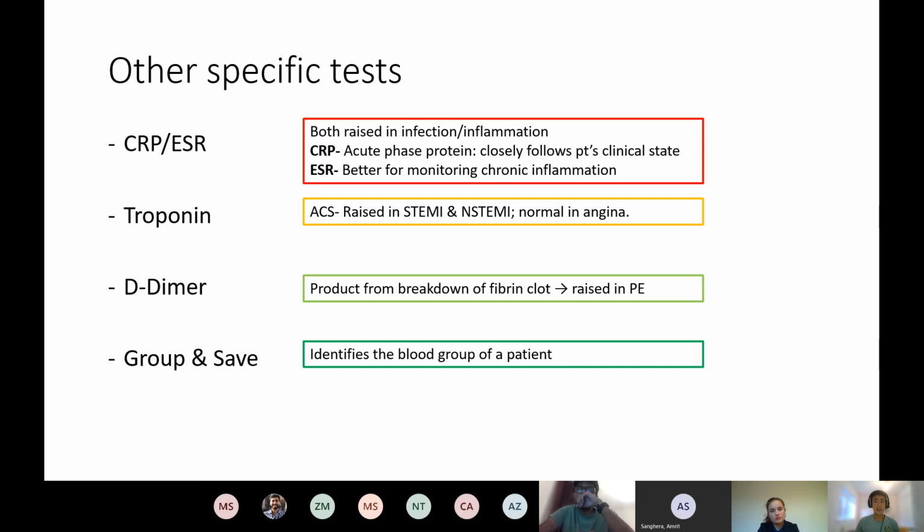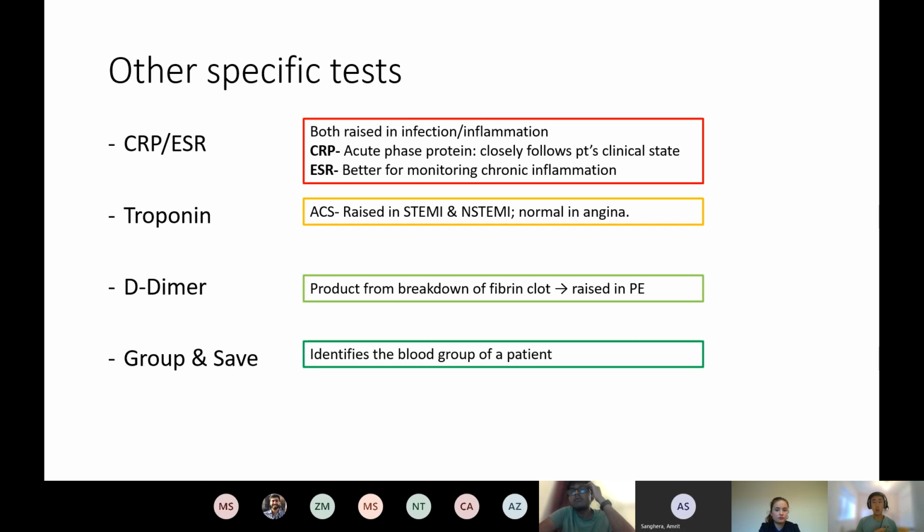Some other very specific tests, which will be useful for you guys to know on the wards. CRP, ESR, Issi already talked about those. They're both raised in inflammation and infection, but they're not very specific. CRP, which is an acute phase protein, closely follows the patient's clinical state a bit more. So if they get really unwell, it will go really high, and as they recover, it will slow down. Whereas ESR is better for monitoring chronic inflammation.